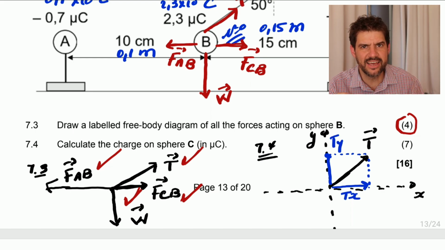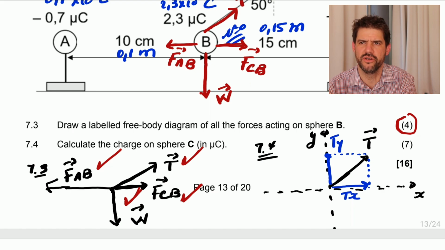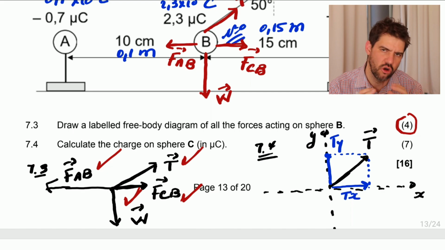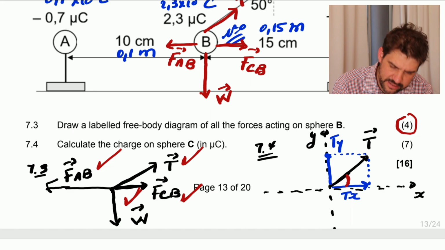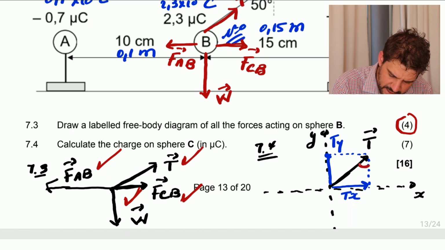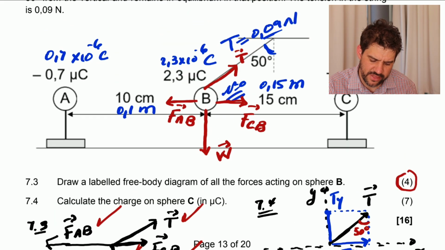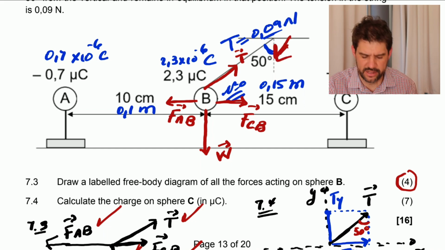Now, learners attempt to memorize and say that in X it is always cos, in Y it is always sine. It is not like that, guys. You have to look at the angle. The angle here is not known. We know the angle on top. This angle is 50 degrees. That is the angle you have in the exam. Look here at the picture. That is the angle you have in the question.